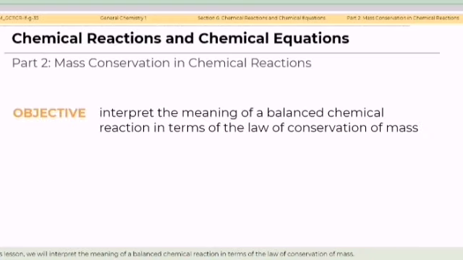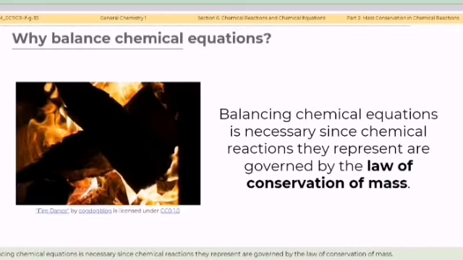In this lesson, we will interpret the meaning of a balanced chemical reaction in terms of the law of conservation of mass. Balancing chemical equations is necessary since the chemical reactions they represent are governed by the law of conservation of mass.